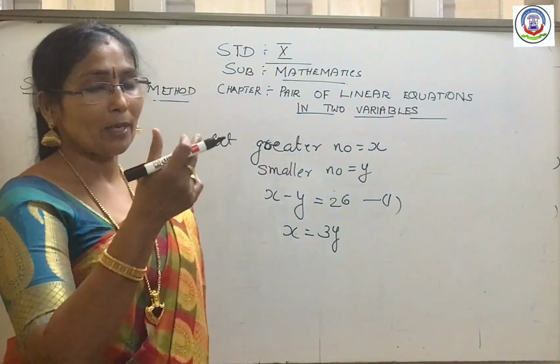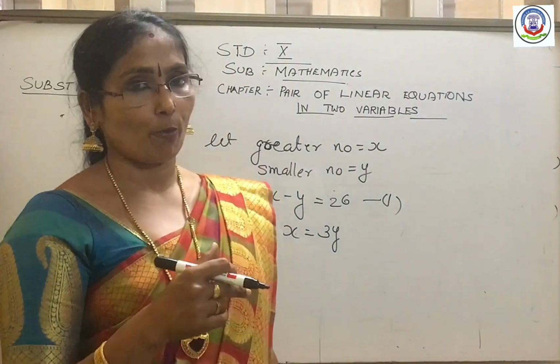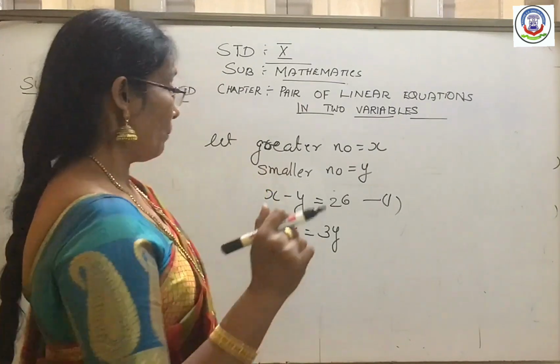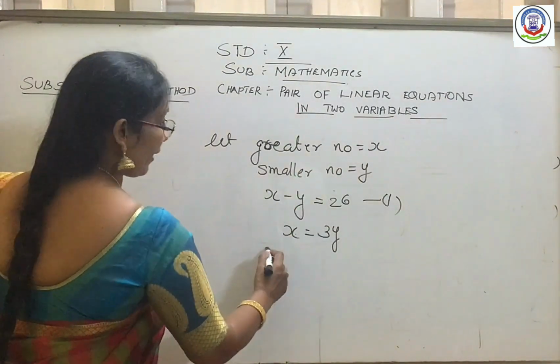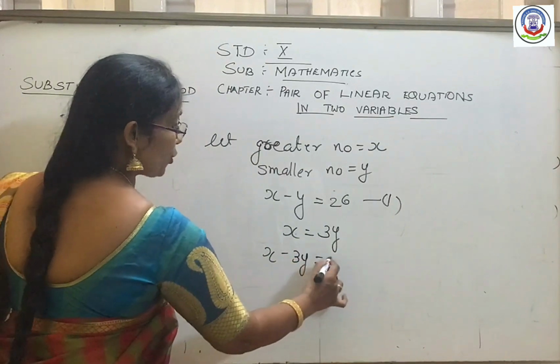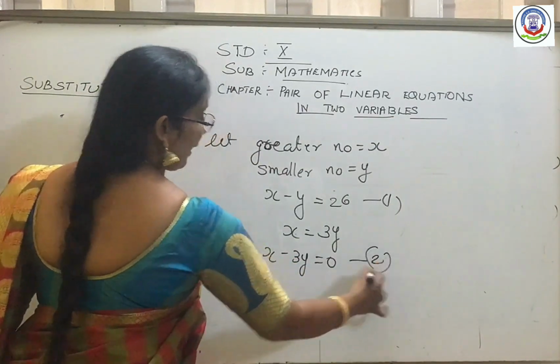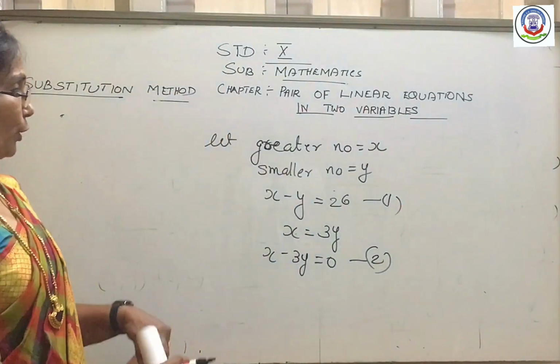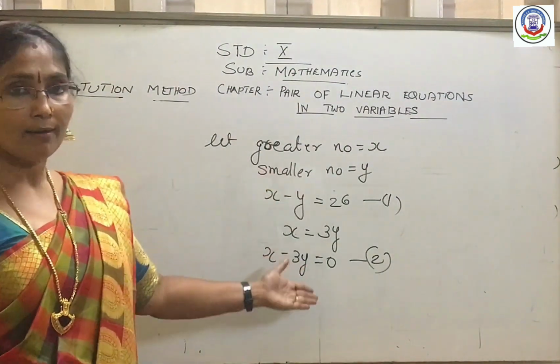You have to make it into a linear equation of two variables in standard form, ax plus by plus c equal to 0. So you take 3y to this side, and you will get the second equation also. That means x minus 3y equal to 0. Here you got two equations clearly.